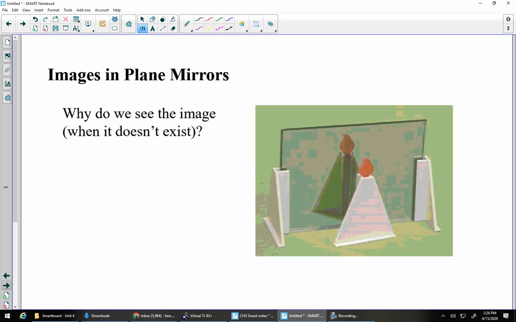So not too bad. Okay, next piece to look at is images in plane mirrors. This is like looking at yourself in a mirror.